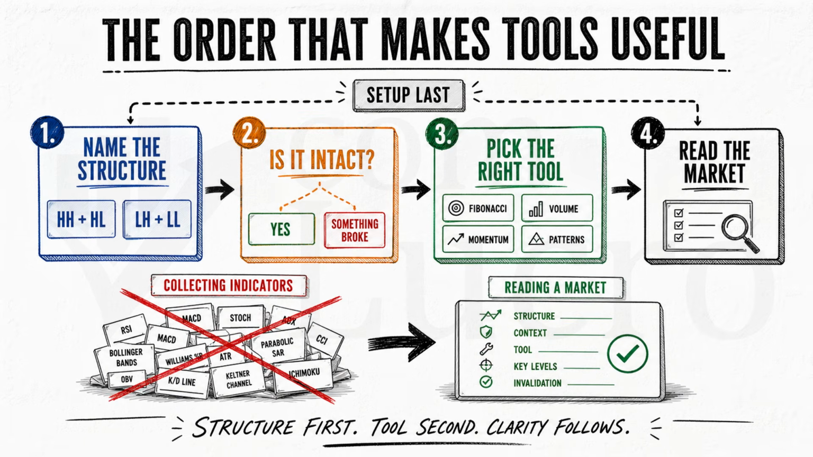So before you look for a setup, name the structure: higher highs and higher lows, or lower highs and lower lows. Is it intact, or did something already break? Only then pick your tool. Do it in that order, and every strategy on this list gets sharper, because each one is finally answering a question that matters. Master that sequence, and you are no longer collecting indicators. You are reading a market.